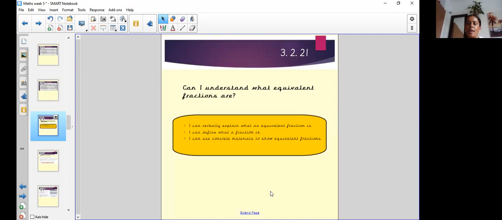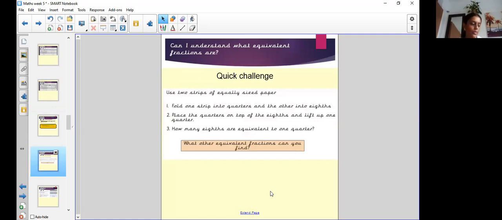So what are we learning about in today's maths lesson? We have been learning lots and lots about fractions. In today's lesson, we are going to understand what equivalent fractions really are. So here is your first challenge.